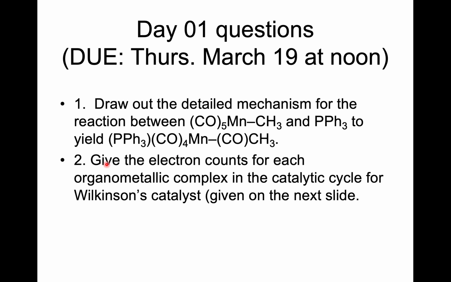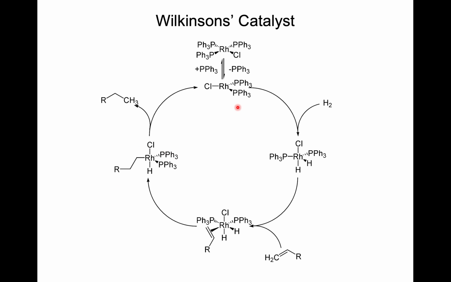And then finally, this will be on the next slide, give the electron counts for each of the organometallic complexes in the catalytic cycle for Wilkinson's catalyst, which is given here on the next slide. So I want you to just print this out and write the electron count for the metal and for each of the ligands in here, here, here, here, and there, just so you'll see how that progresses. Most of these are going to follow the kind of patterns that we've already talked about in class.